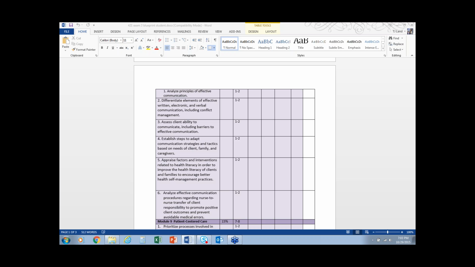The third objective is that you should be able to assess the client's ability to communicate, including barriers of effective communication. So what kind of things would you as a professional nurse assess prior to communicating with a patient and their family? One of those things might be their health literacy, or how about just their regular literacy, their education level, period. And then, of course, their health literacy on top of that. You also want to make sure that when you're talking with them that they understand what you're saying or requesting.